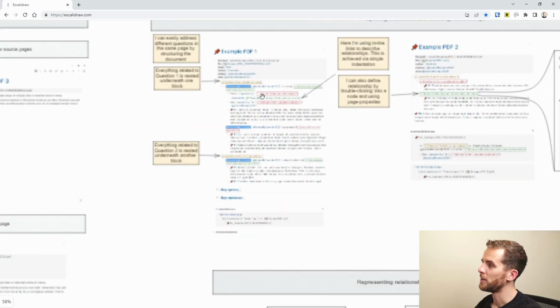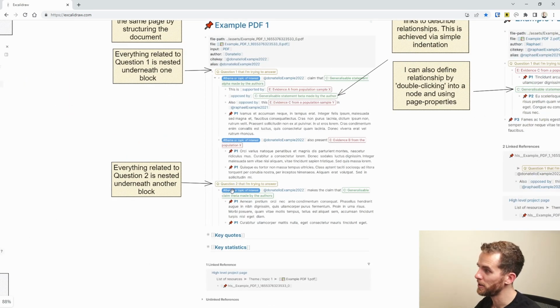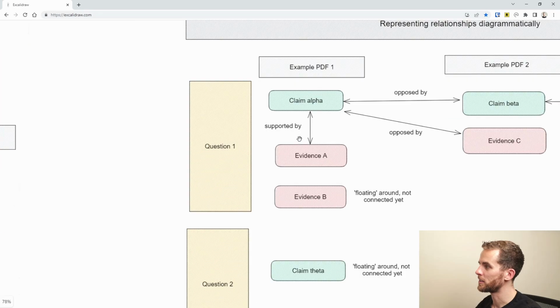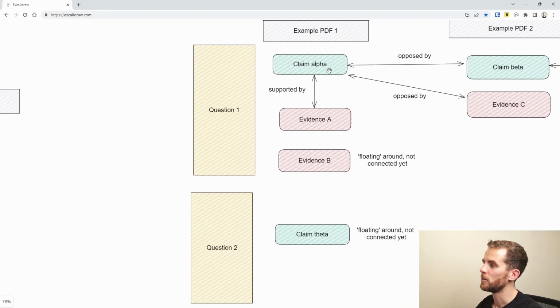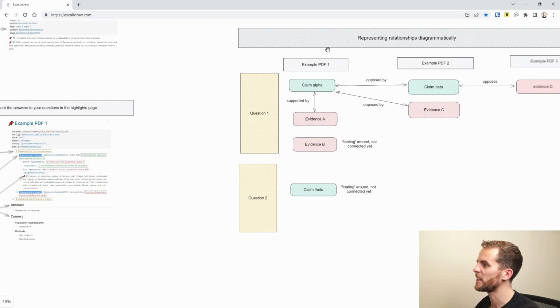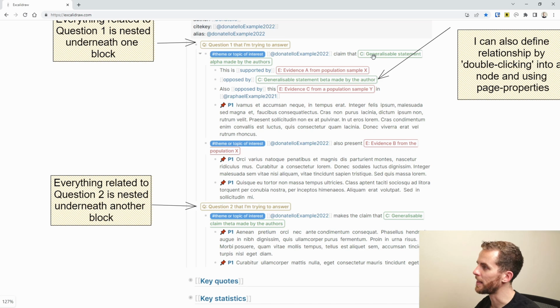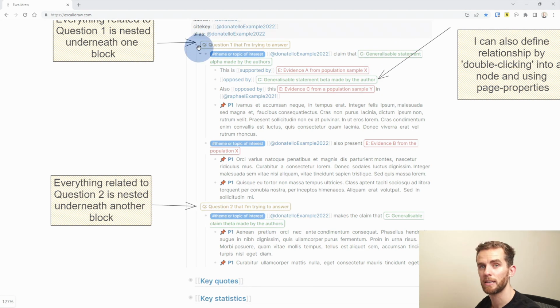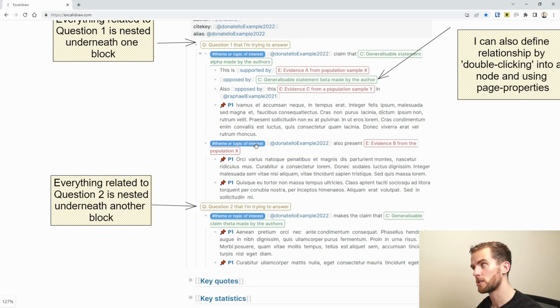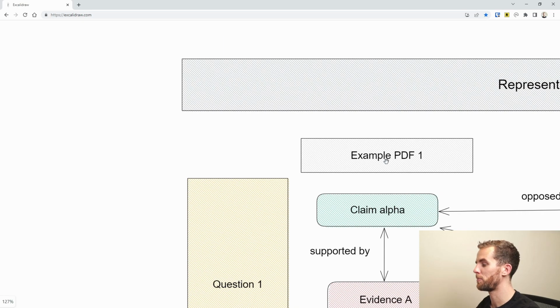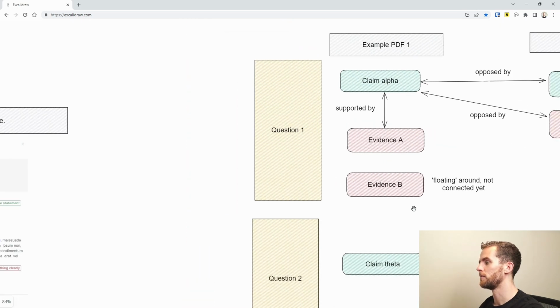So I've got this breakdown over here of question 1 and question 2, and I've got this claim and some evidence and claims over there. So I have underneath question 1, claim alpha, which is supported by evidence A. I've then got this piece of evidence B, which is floating around yet. It's not connected, and that's over here. You can see there that it's not indented underneath this generalizable statement. It's just indented underneath question 1. But if I go to question 1 page later down the line, I'll be able to find that evidence hypothetically, and I just haven't worked with it yet. Again, it's very fluid, and you need to make provision for the nonlinear dynamic nature of it.